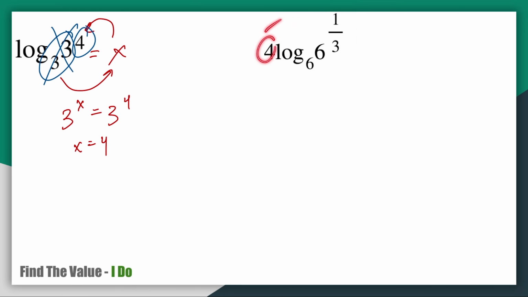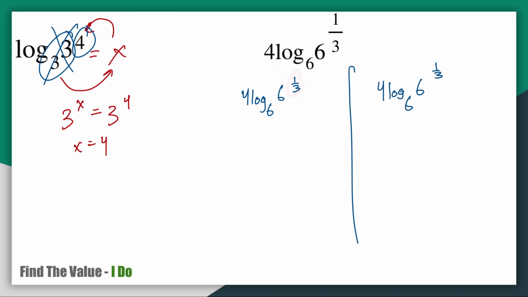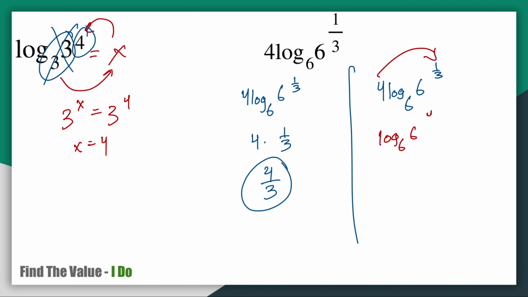So I'm going to go over here, and I'm going to do this one where we deal with the 4 second. And then over here, I'll do it again where we deal with the 4 first. So here, same base number, which means the answer is really just 1/3. So this becomes 4 times 1/3, or just 4/3. Now here, I'm going to bring this back in first, and we get log base 6 of 6 to the power of 4/3, which again, you still have the same number here, so your answer is just 4/3. Didn't matter there.